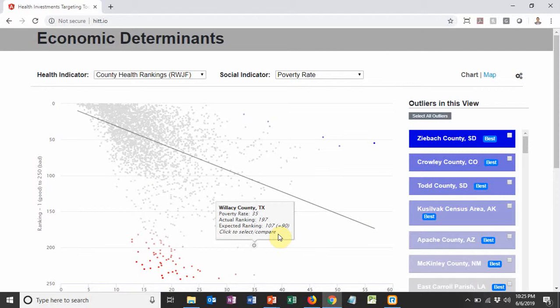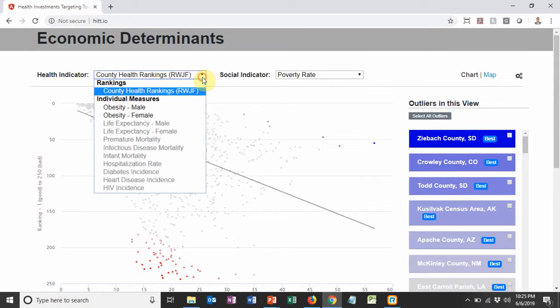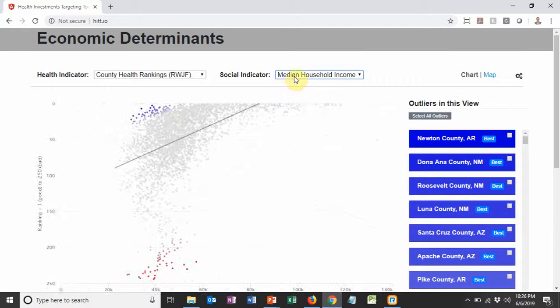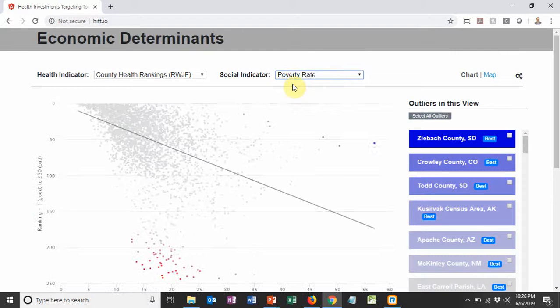What I'm seeing on the site is the economic determinants data set, and there are two data sets that are going to be plotted on the X and Y axis. One is the health indicator, which is the health outcome. The county health rankings is the default, but it could be obesity, life expectancy, diabetes incidence, any sort of health outcome. And the social indicator is what's driving that. In this default, we have poverty rate, and you would expect that as the poverty rate increases, you're going to get worse health outcomes.